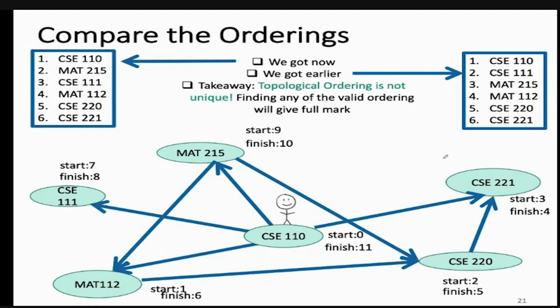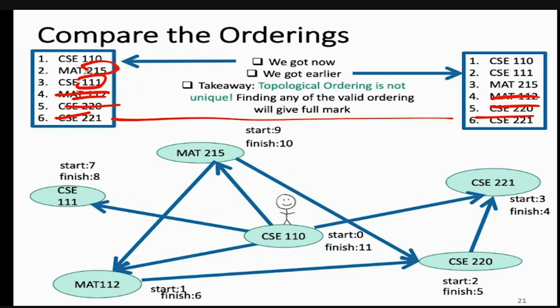And look closely, these are not unique, right? See, 221 and 221 match, 220 and 220 match, 112 and 112 match. But here we are doing MAP 215 first and then 111, and here we are doing 111 first and then MAP 215. Both are valid. Why? Because there is no dependency from 215 to 111. We can do 111 first and then 215, or 215 and then 111.